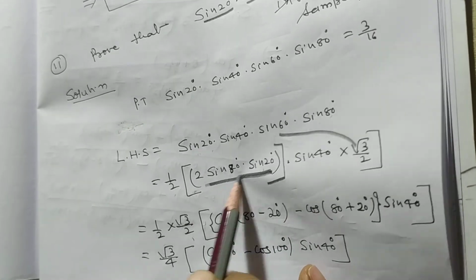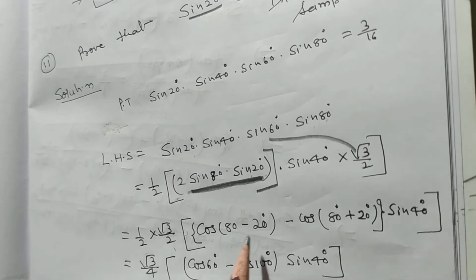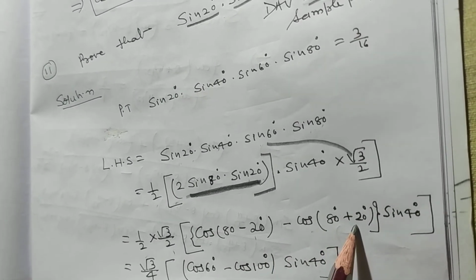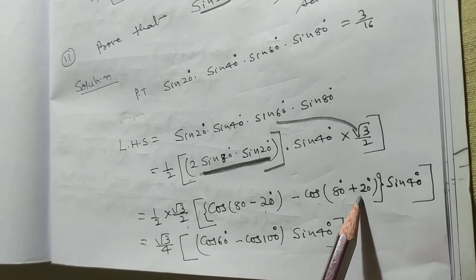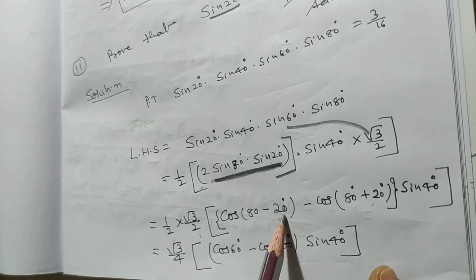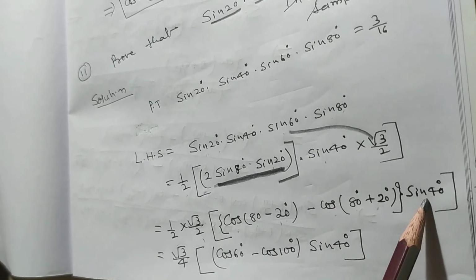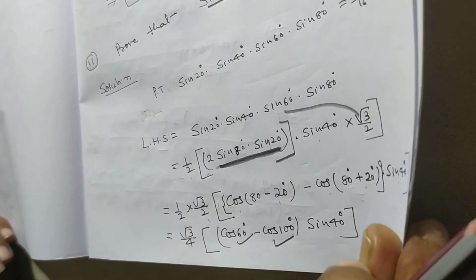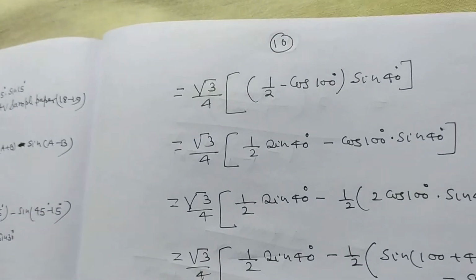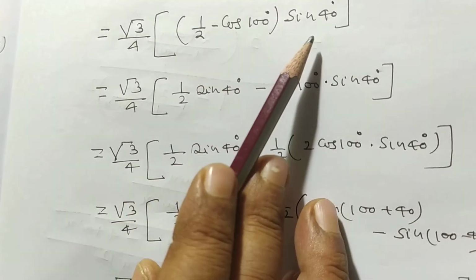And now expand using the formula 2 sin A into sin B is equal to cos C minus D minus cos C plus D. So now cos 80 minus 20 minus cos 80 plus 20, and it is multiplied by sin 40. So now it will be cos 60 minus cos 100. Now again you multiply sin 40 with cos 60 and cos 100. Root 3 by 4, half minus cos 100 into sin 40 degree.